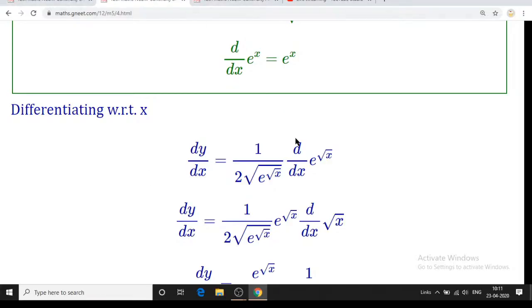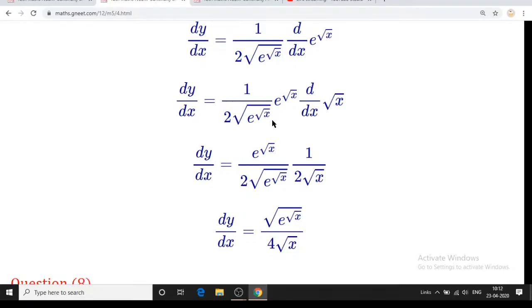Now we have to go for the derivative of e raised to root x. That will be e raised to root x into the derivative of root x, because this root x will be considered as a bracket. e raised to bracket is e raised to bracket into derivative of the bracket. Now what we get? e raised to root x upon 2 under root of e raised to root x, into 1 upon 2 root x. Now these two 2s are 4 root x, that is an easy part to understand.